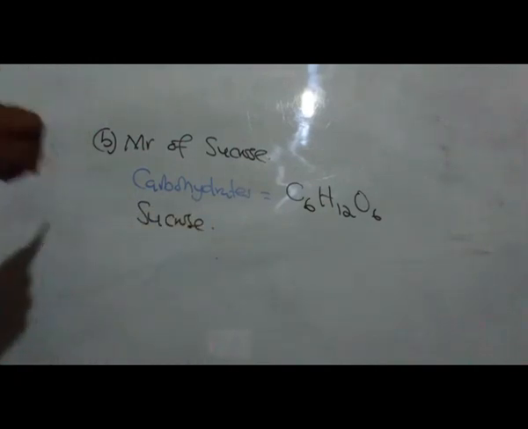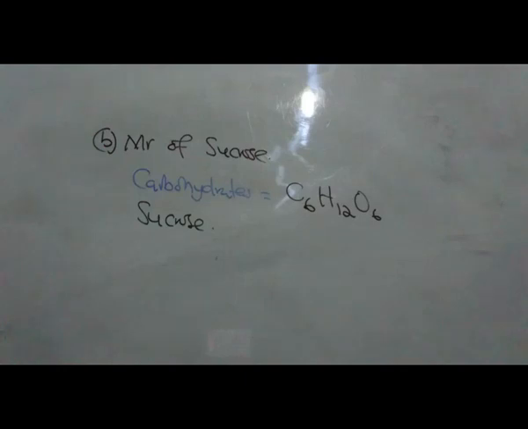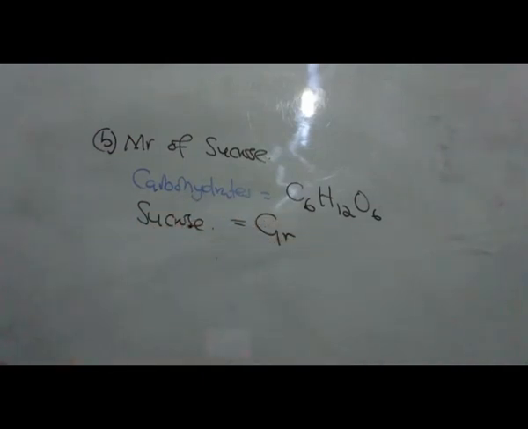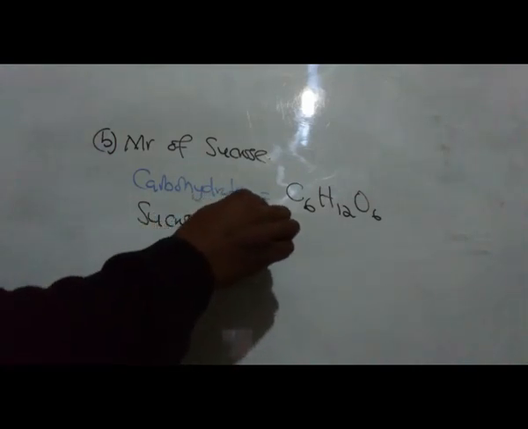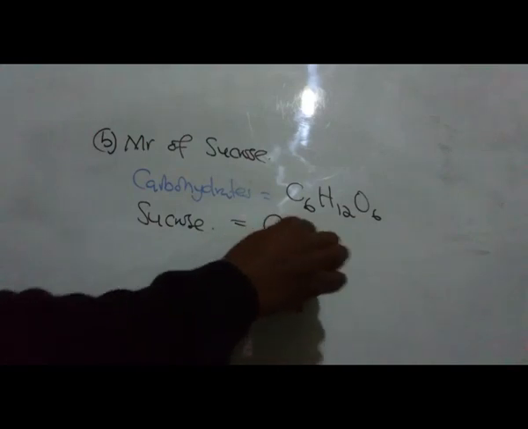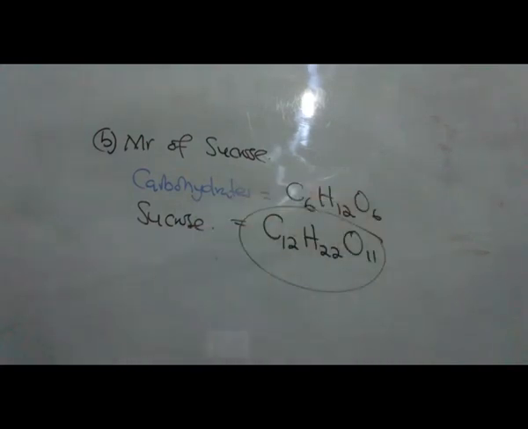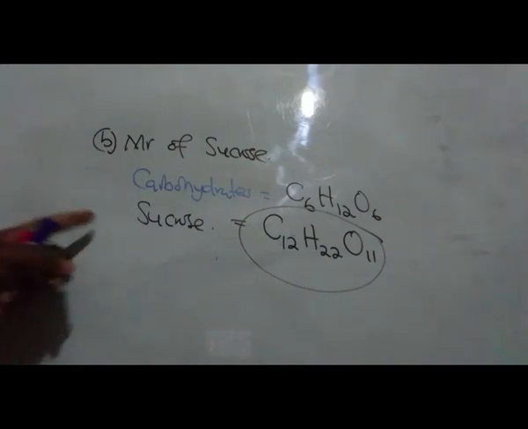We know sucrose makes carbohydrates. With sucrose, we are talking of a substance that is not yet digested, like sugar. The sugar that we take at home is what we call sucrose in labs. So sucrose is C12H22O11. This is sucrose. So you should remember the difference between sucrose and carbohydrates.